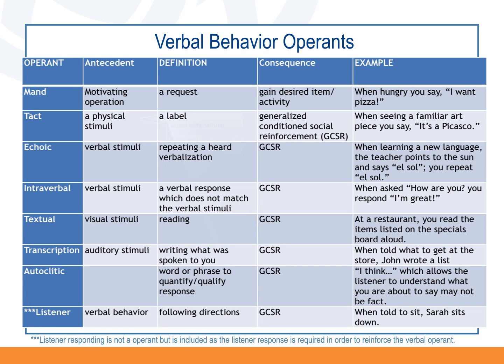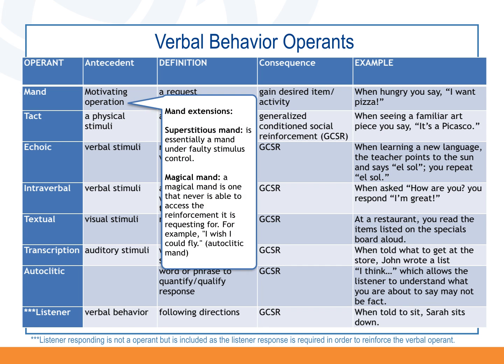There are some extensions on these, so we'll review some of the common ones. Mand extensions, there are superstitious mands. So this is a mand that's under faulty stimulus control. We have all done these when we yell at a sports game, telling them what they need to do, so requesting them to hit the home run. Even though we know that might not actually make them hit the home run, we've developed this behavior because one time when we did it, they hit the home run.